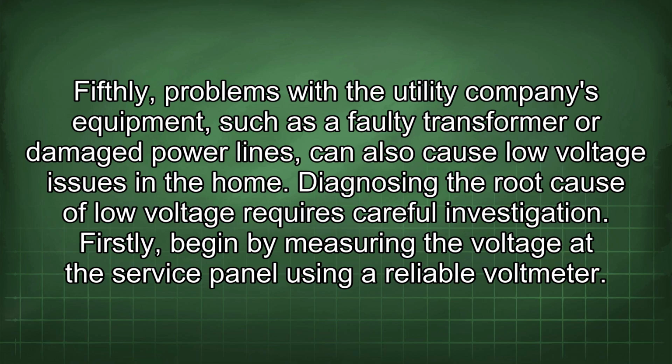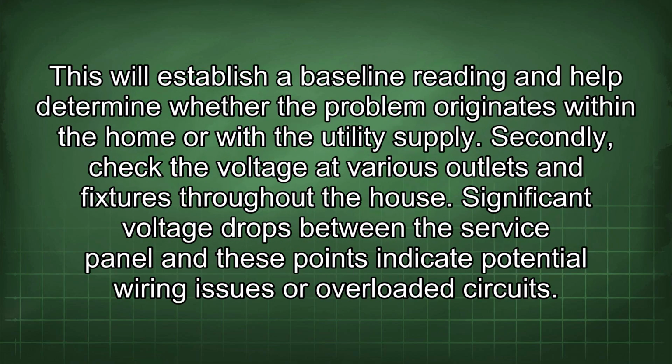Diagnosing the root cause of low voltage requires careful investigation. Firstly, begin by measuring the voltage at the service panel using a reliable voltmeter. This will establish a baseline reading and help determine whether the problem originates within the home or with the utility supply. Secondly, check the voltage at various outlets and fixtures throughout the house. Significant voltage drops between the service panel and these points indicate potential wiring issues or overloaded circuits.